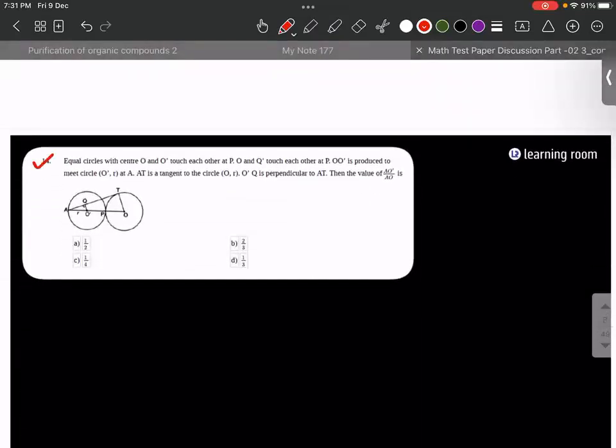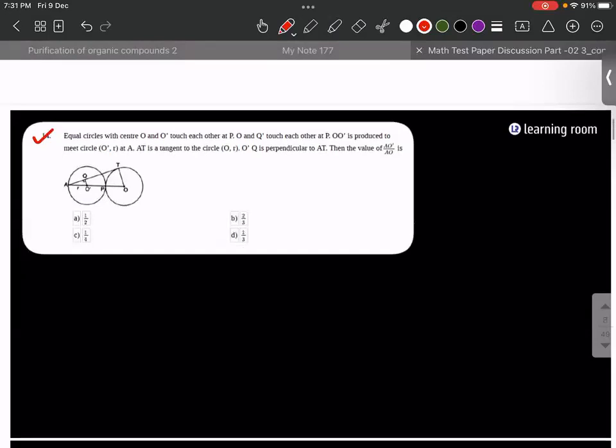14th one. Equal circles with centers O and O dash touch each other at point P. O dash is produced to meet the circle. Okay, I think there is a mistake here. So the answer is 1 by 3. But actually, it's easy. If you look at the diagram, you can solve it.